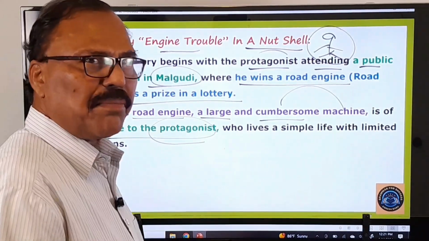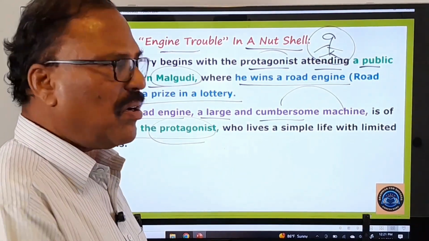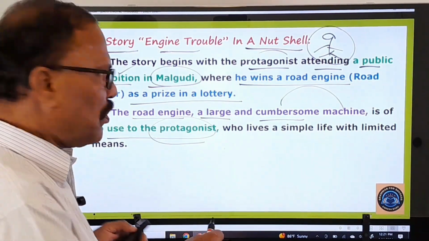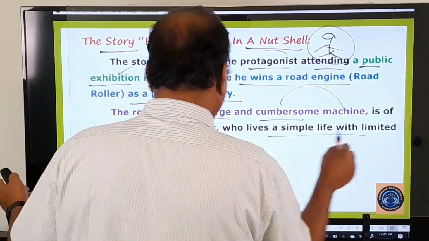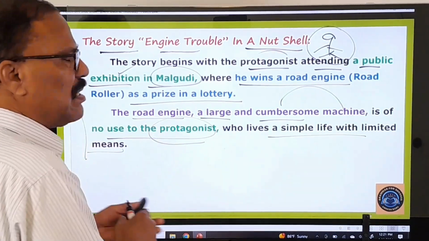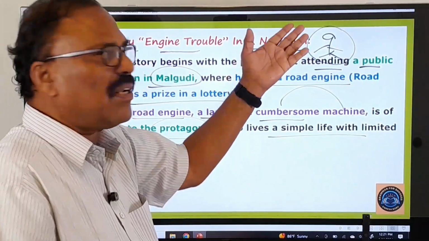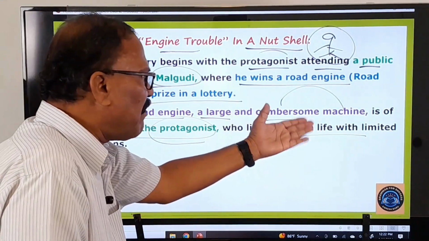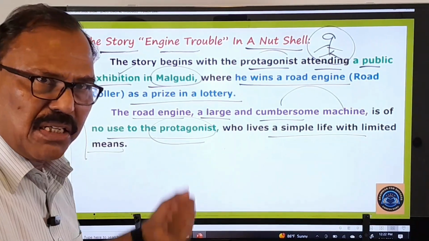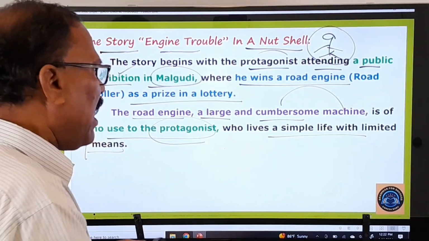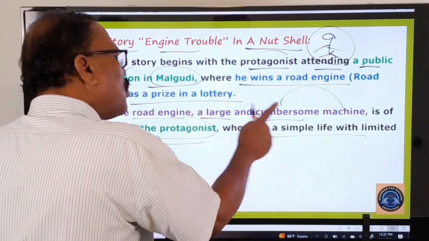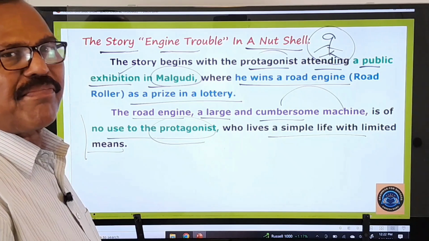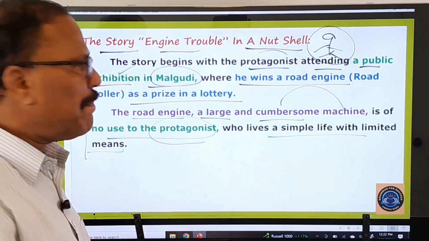It's of no use to him. It's not a car, it's not a bike, it's not a scooty, it's a road roller. It is not of any use to him who lives a simple life with limited means. So this protagonist is an ordinary, middle class man, and he lives a simple life with limited resources, limited income and means, and that's why this large cumbersome machine becomes of no use to him.